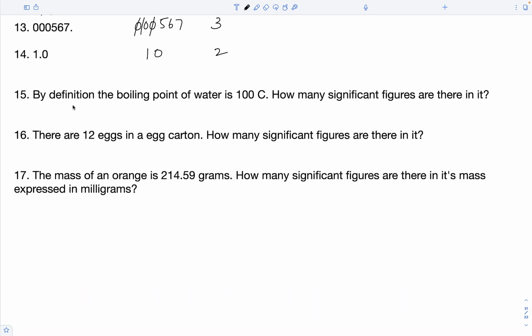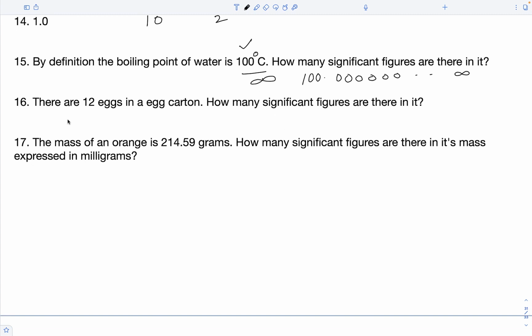Then we have this question. By definition, the boiling point of water is 100 degrees centigrade. How many significant figures are there in it? See, this is by definition. And by definition, the boiling point of water is exactly 100 degrees centigrade. That is 100 with an infinite number of zeros in the decimal part. And every digit contributes to its precision. So all these digits are significant figures. So there are an infinite number of significant figures in this value.